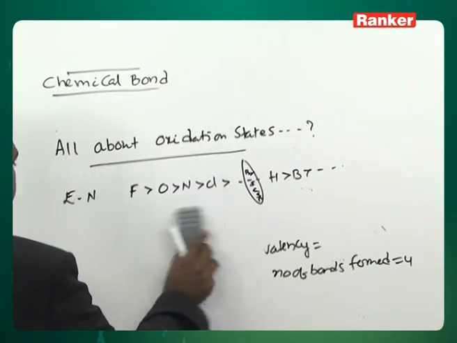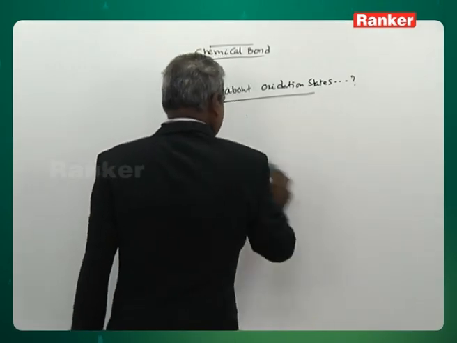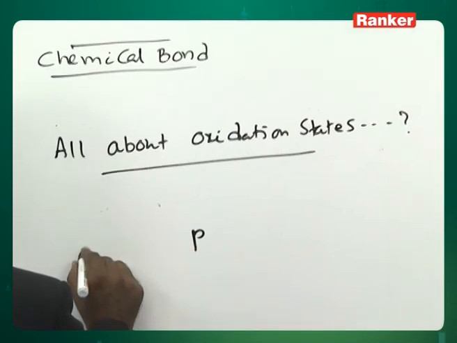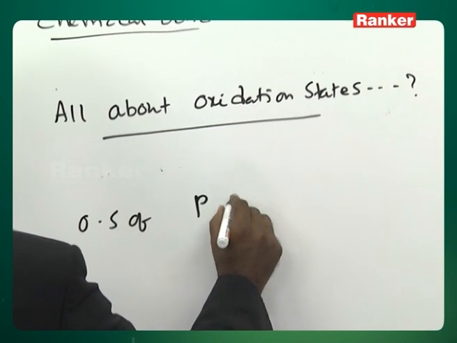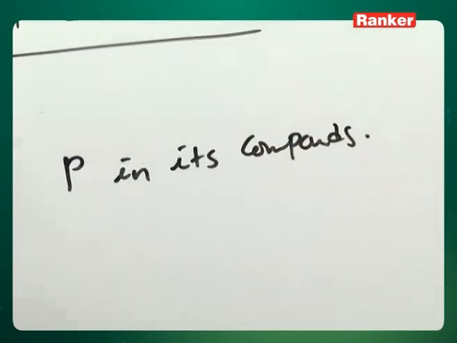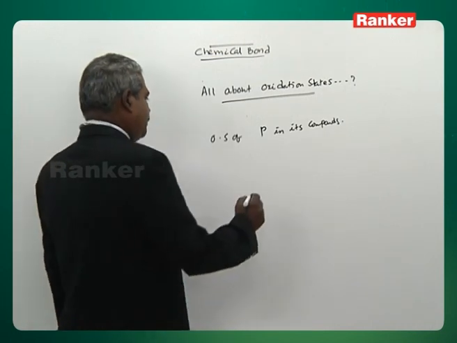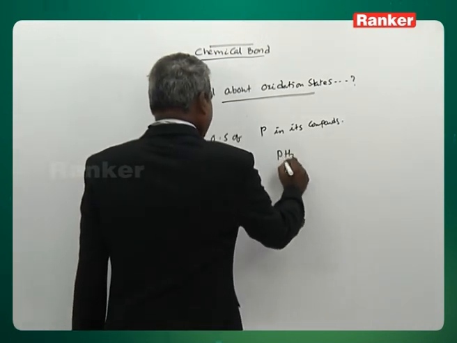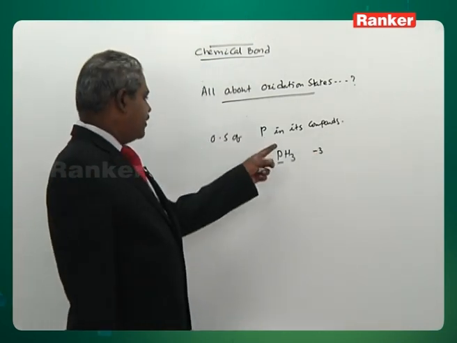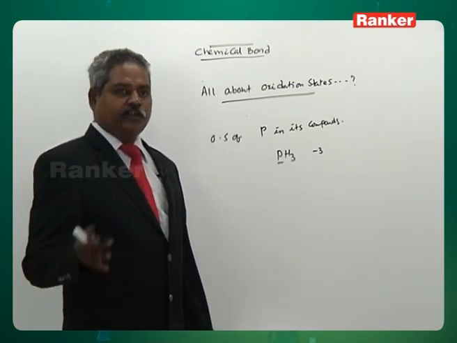So it's very difficult to write down the structure every time and calculate. Therefore, we need to have a procedure. So what is the oxidation state of phosphorus in its compounds? In its compounds, we can't say. Why? Because phosphorus forms several compounds. In PH3, it is -3. The oxidation state of phosphorus is -3, because phosphorus is forming 3 bonds with 3 hydrogens, which are less electronegative than phosphorus.